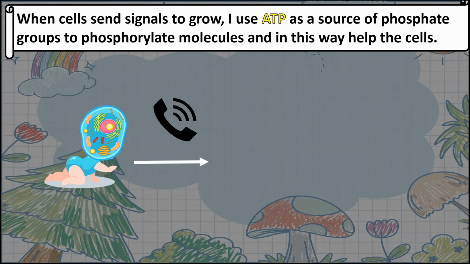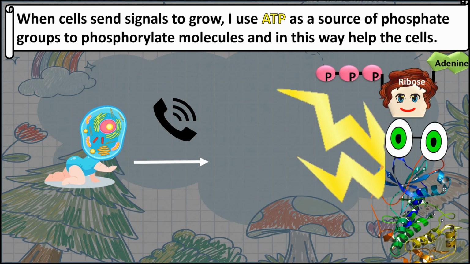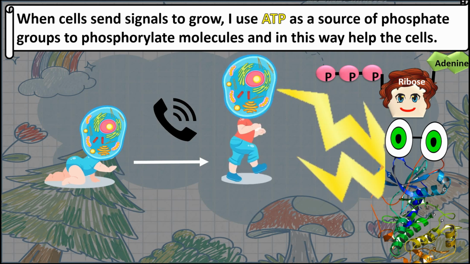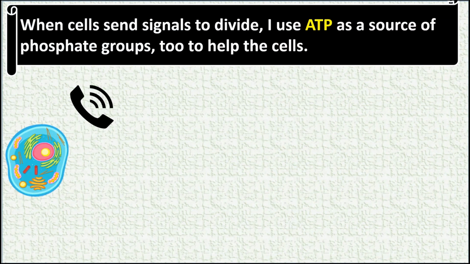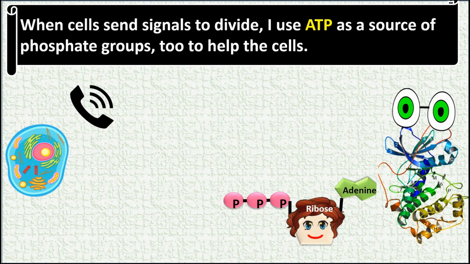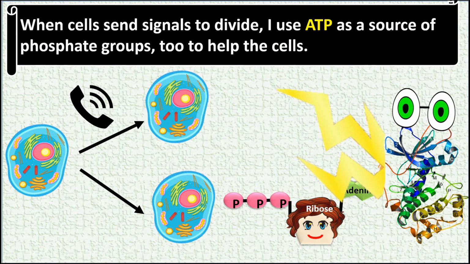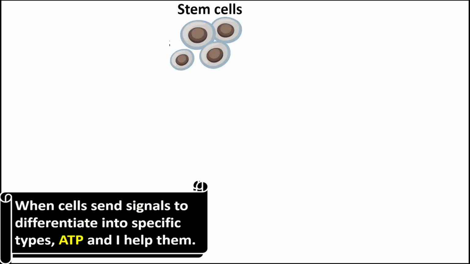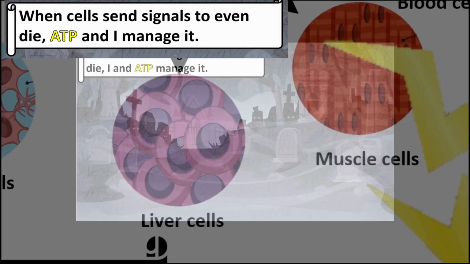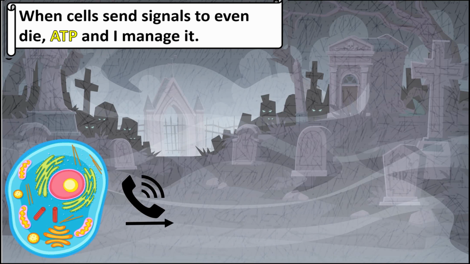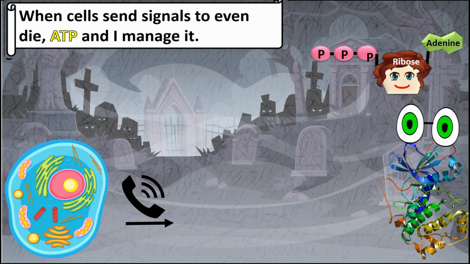When cells send signals to grow, I use ATP as a source of phosphate groups to phosphorylate molecules and in this way help the cells. When cells send signals to divide, I use ATP as a source of phosphate groups, too, to help the cells. When cells send signals to differentiate into specific types, ATP and I help them. When cells send signals to even die, ATP and I manage it.